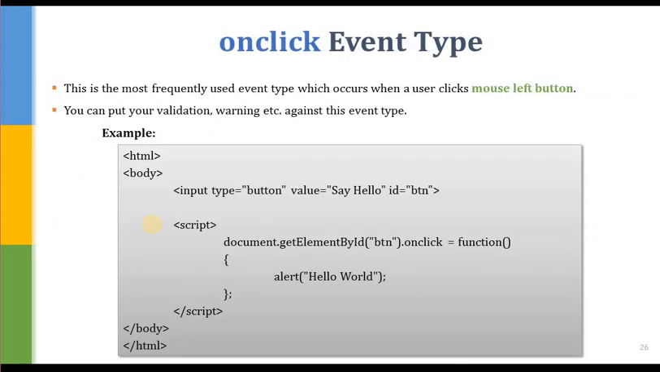Now let's see, the first one is the onClick event type, which is the most frequently used event and occurs when a user clicks the mouse left button. You can put a validation, warning, or any kind of message against this event. So for example, this one is the code. There is just one simple button, with some parameters, and in the script tag I have just handled this event. So let's see how I can do that.